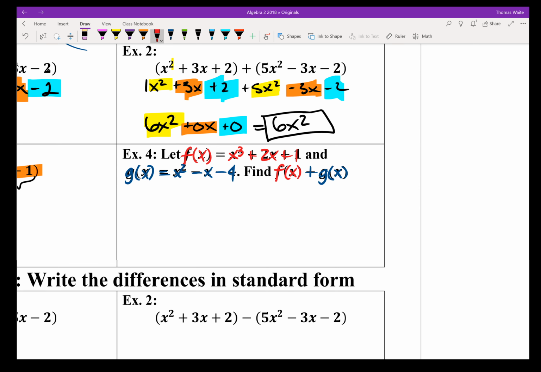Now I'm going to write out my f of x expression. It's going to be x cubed plus 2x plus 1. That was my expression from f of x in red. In blue, I have my x squared minus x minus 4. Great. Now I've written them both out. I'm highlighting my like terms next. This problem, this red and blue, looks just like the problems we're solving above. We have two polynomials being added together. We just have to combine our like terms.